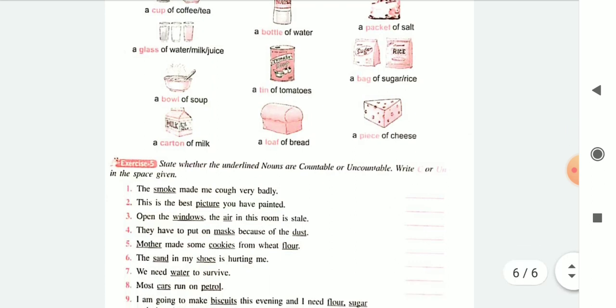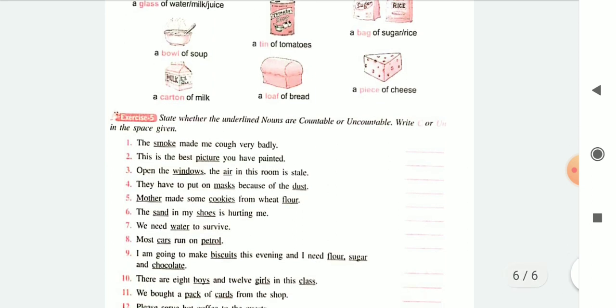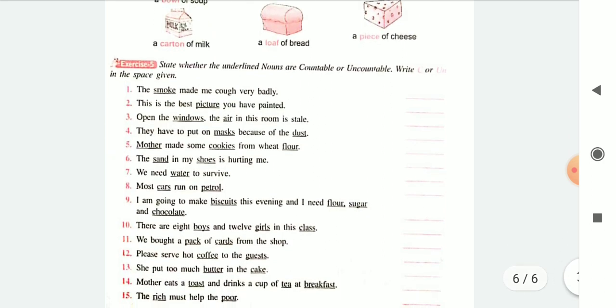So let us try the 5th exercise. I'll do first 2 with you. The rest you can try doing on your own. First you have to underline the nouns, and then you have to state whether these nouns are countable or uncountable. The first one, the smoke. They've underlined smoke for you because smoke is a noun. Now, can you count smoke? No. So, uncountable. Second, best picture. Picture, can you count? Yes, countable. Third, windows, countable. Air, uncountable.